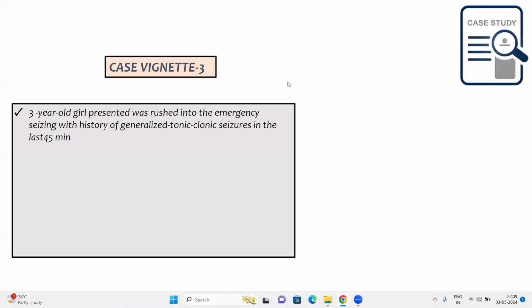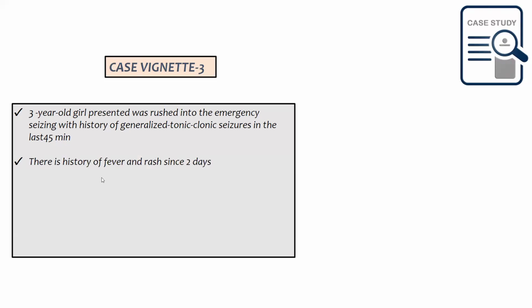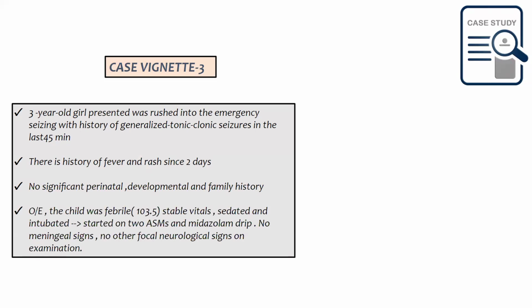A 3-year-old girl presented to the emergency seizing, with a history of GTCS in the last 45 minutes. I mean, she's seizing for a long time. She's brought to you in the emergency seizing. So this is definitely a febrile status, right? I hope you agree with it. And there's a history of fever and rash since 2 days. There's no significant perinatal, developmental, or family history. On examination, the child has a very high fever, 103.5. The child is sedated and intubated in your status.